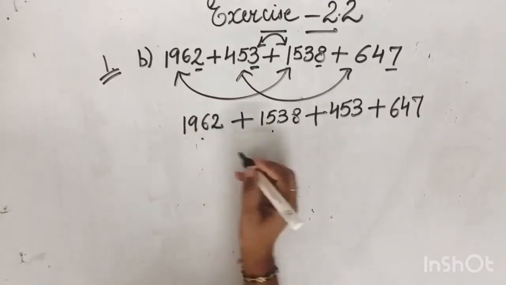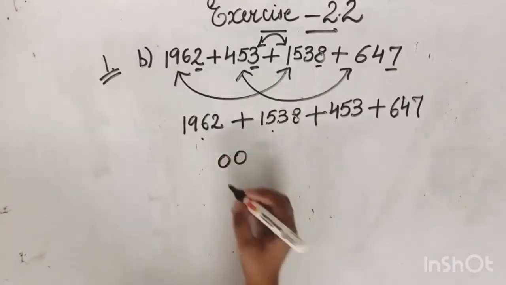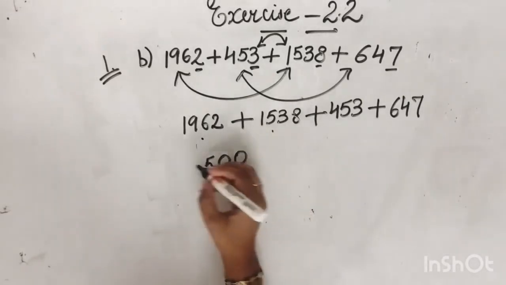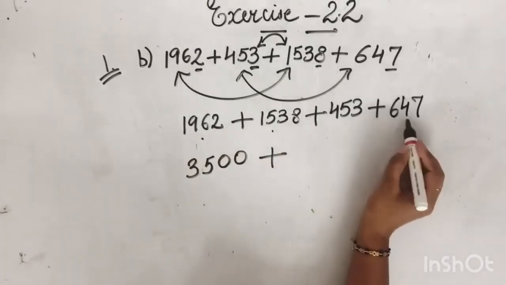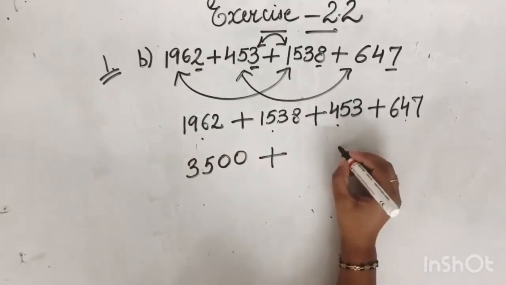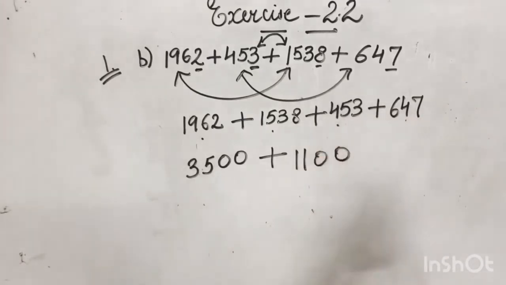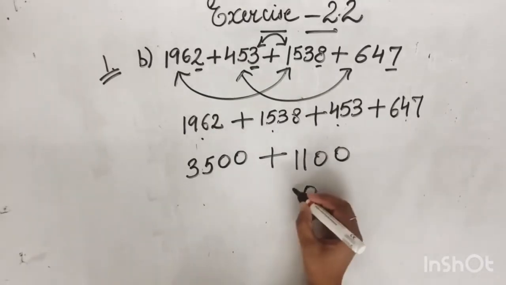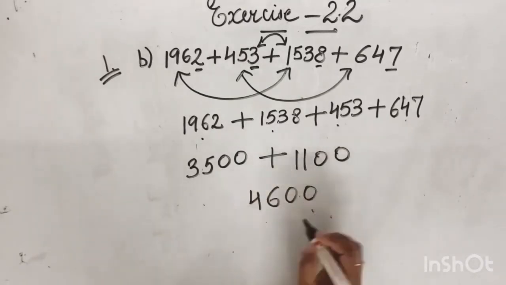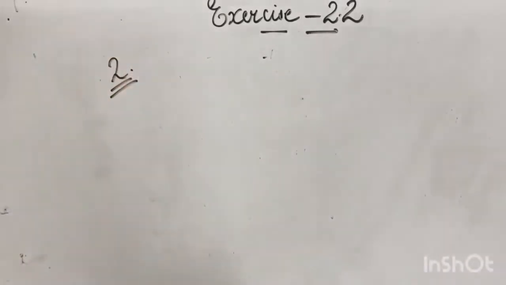After adding, you will get 3500. And when you add these two terms, you will get 11. Now add these two terms, you will get 4600. Now second question. Find the product by suitable rearrangement.